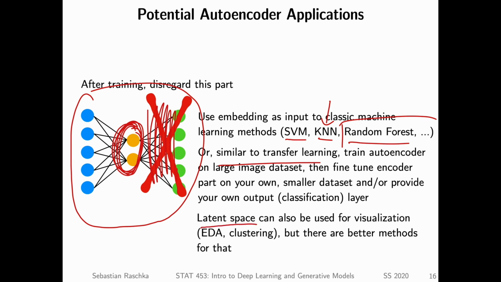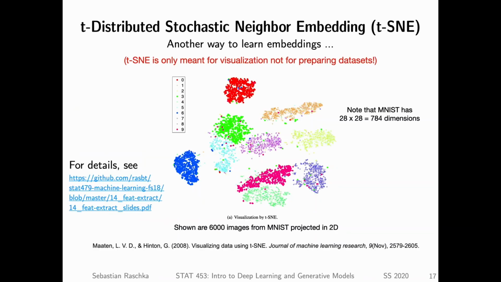Lastly, you can also use the latent space, so the embedding, for data visualization, exploratory data analysis, and clustering. But again, there are better methods for that. One technique that is often used for visualizing machine learning and deep learning datasets is t-SNE, t-distributed stochastic neighbor embedding. We covered that in 2018 in the classic machine learning class. If you're interested, here are some slides I made back then. This is implemented in many packages, scikit-learn, TensorFlow. I think there's also a PyTorch implementation. And this is a technique especially for image data.